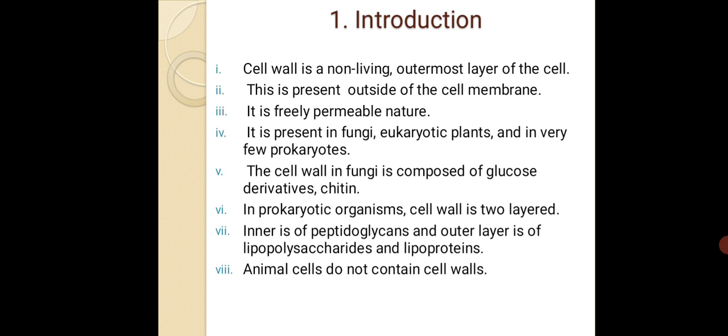Cell wall is a non-living outermost layer of the cell. This is present outside of the cell membrane. It is freely permeable in nature. It is present in fungi, eukaryotic plants and in very few prokaryotes. In a prokaryotic organism, the cell wall is two-layered. Animal cells do not contain cell walls.